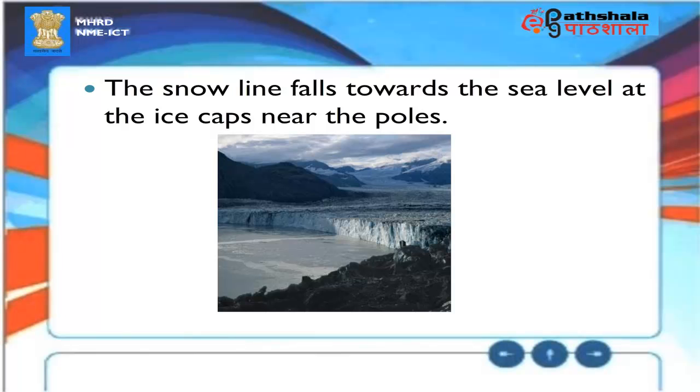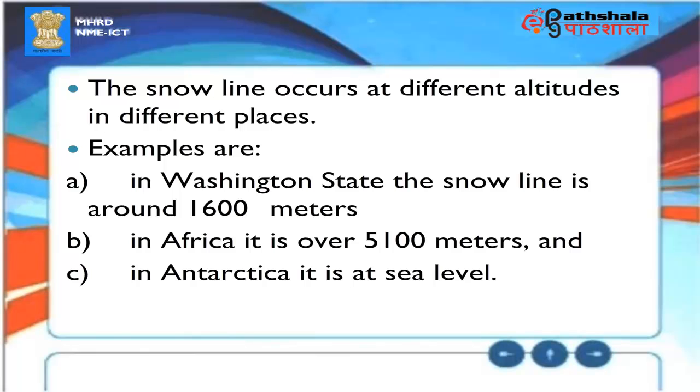The snowline falls towards the sea level at the ice caps near the poles. The snowline occurs at different altitudes in different places. Examples are: in Washington state, the snowline is around 1,600 meters. In Africa, it is over 5,100 meters. And in Antarctica, it is at sea level.